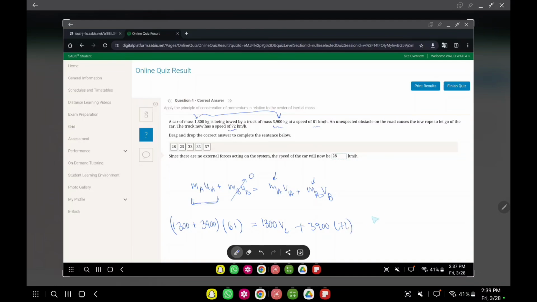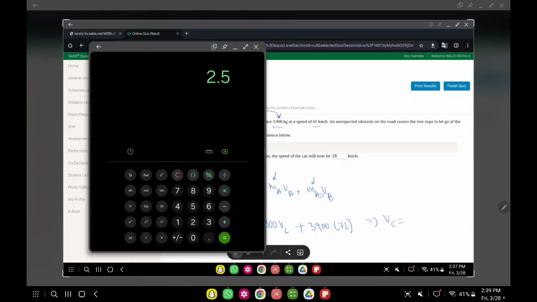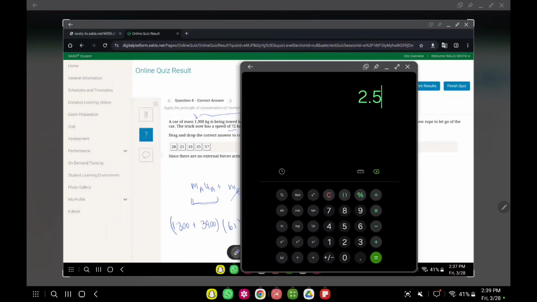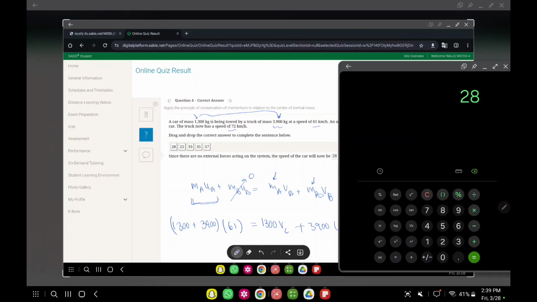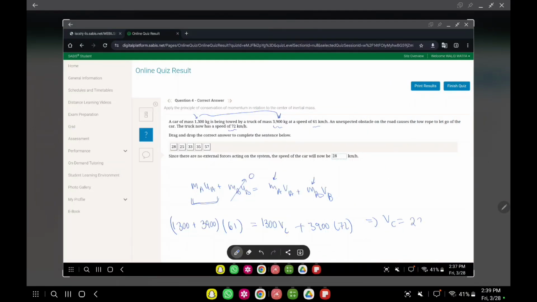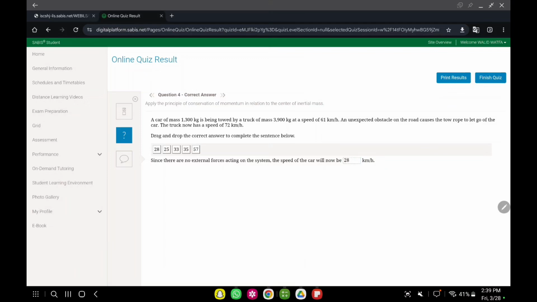So this is very simple. You can solve this with your eyes closed. Velocity of the car, let's solve. You're going to get 5200 times 61 minus 3900 times 72, divided by 1300. There you go, you got 28 meters per second. Very easy, not too hard.